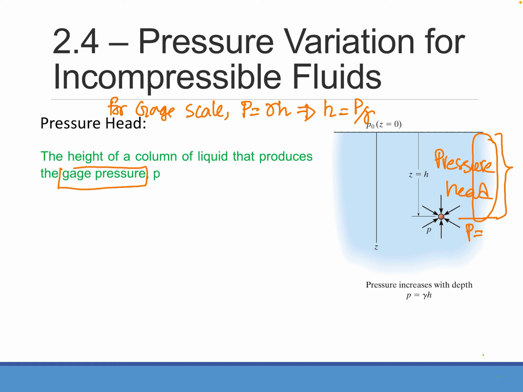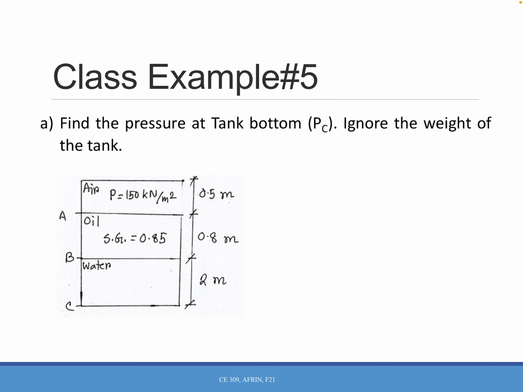Notice that word, gauge pressure, because for absolute pressure it would be P equals gamma H plus P atmospheric pressure, so we can't do that. So this relation is true for gauge pressure. Okay, now once we know the pressure variation for incompressible fluid and what the pressure head is, obviously our next task is to do some mathematical problems. So let's start class example 5.